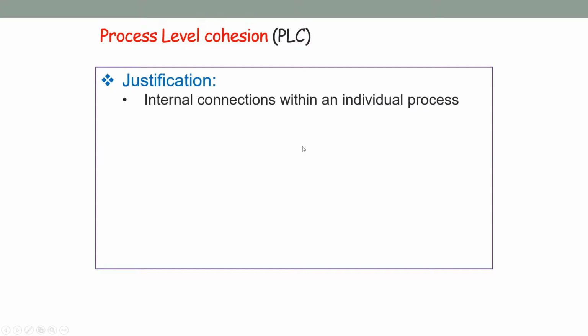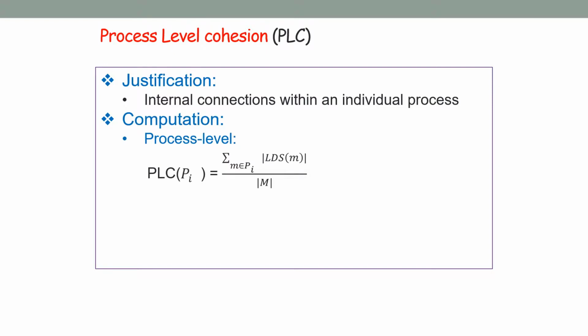The last IPC metric I introduced is PLC, process level cohesion. The idea is to measure internal connections within an individual process. I define and compute PLC at process level and system level. The process level PLC for a process PI is the ratio of the sum of the sizes of the local dependent set of the process's methods to the size of the set of all executed methods in the process. The system level PLC is the mean of process level PLC measured over all processes.